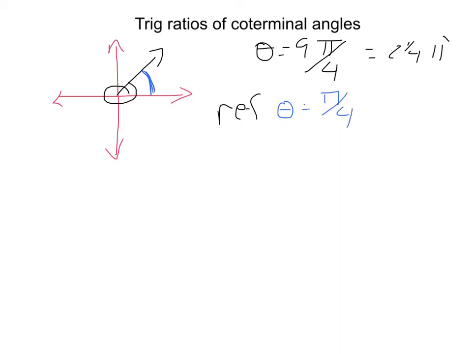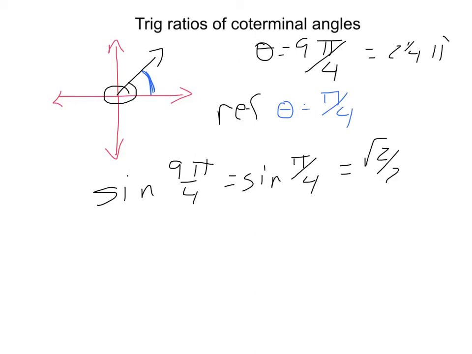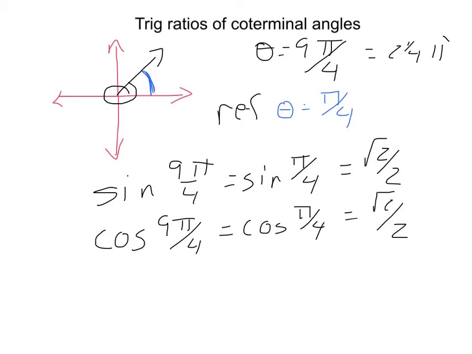Therefore, the sine of 9 pi over 4 equals the sine of pi over 4, which is root 2 over 2. Likewise, the cosine of 9 pi over 4 is equal to the cosine of pi over 4, which is root 2 over 2.